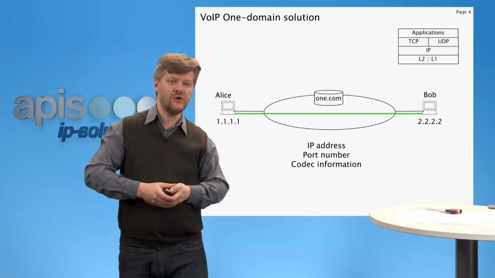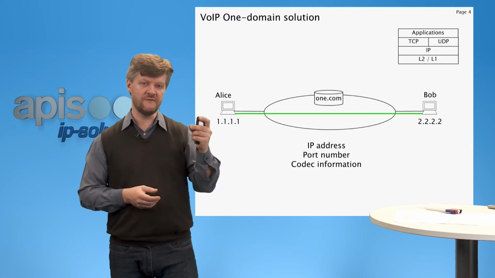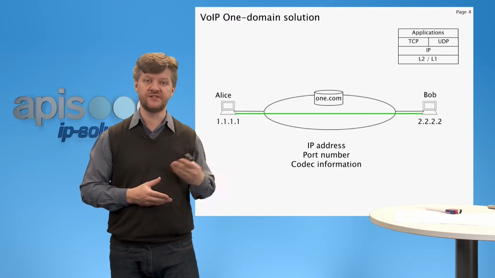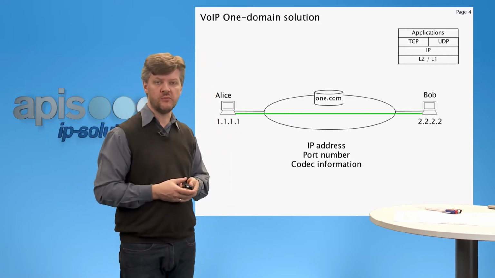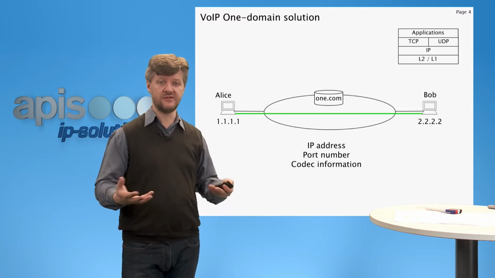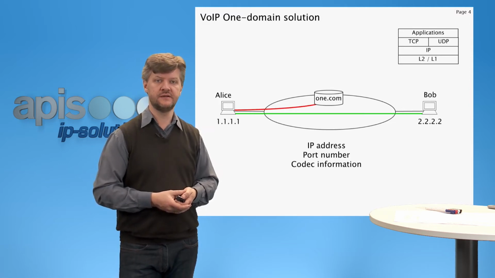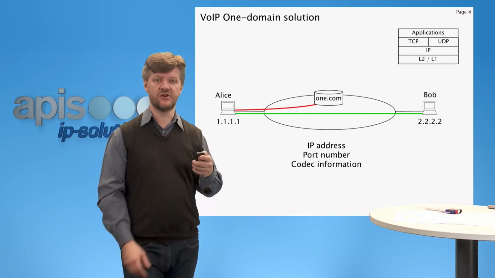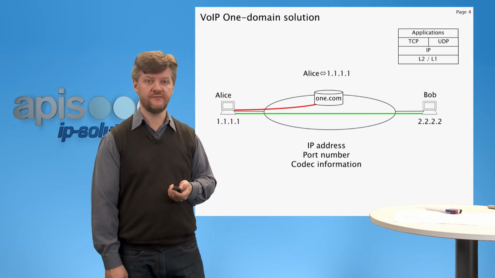The idea, in order to avoid meeting up in the woods, is to take the information on that piece of paper and store it somewhere. Let's say this server here, one.com. It's a server of an operator that stores IP address, port number, and codec for users. So let's say Alice stores her information there, and Bob stores his information there.